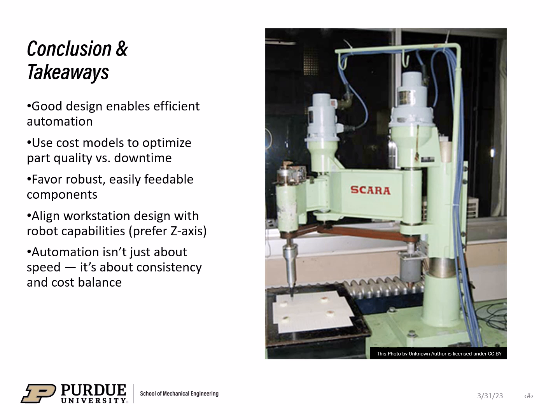So, to summarize, automation rewards good design. Use cost models to strike a balance between your part quality and downtime. Design parts for easy feeding and insertion. Prefer symmetry, simplicity, and a Z-axis layout. Use feeders and robots that match your part presentation method. And above all, think systematically. Your assembly cost is not just the sum of your parts. It is the interaction between parts, your equipment, and also your end product quality.